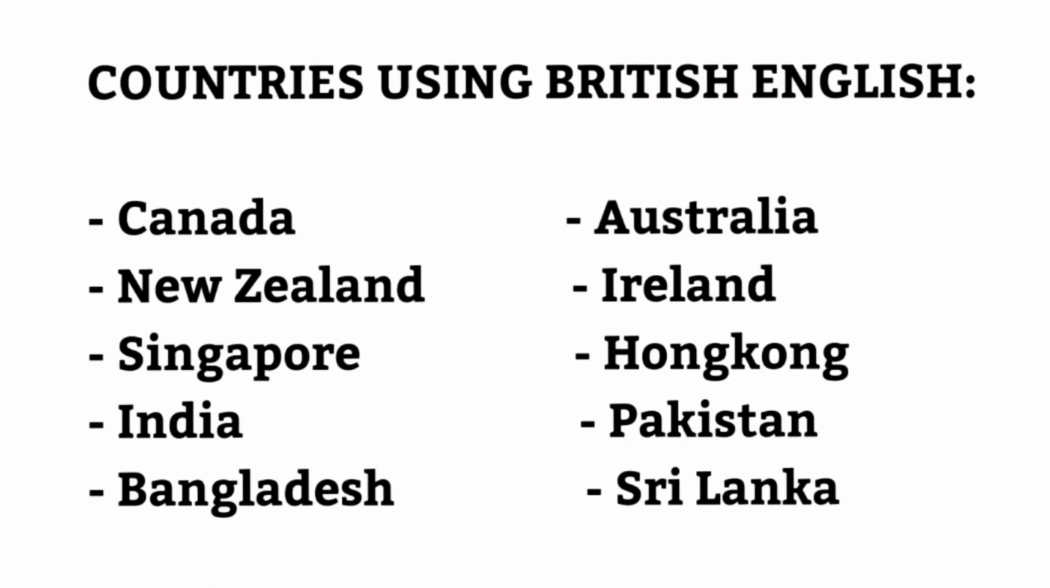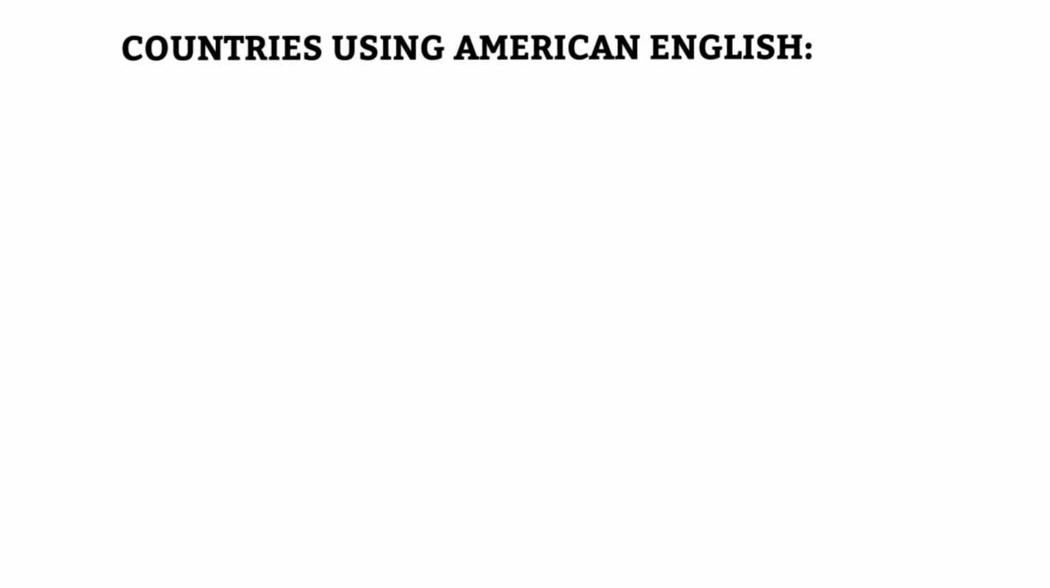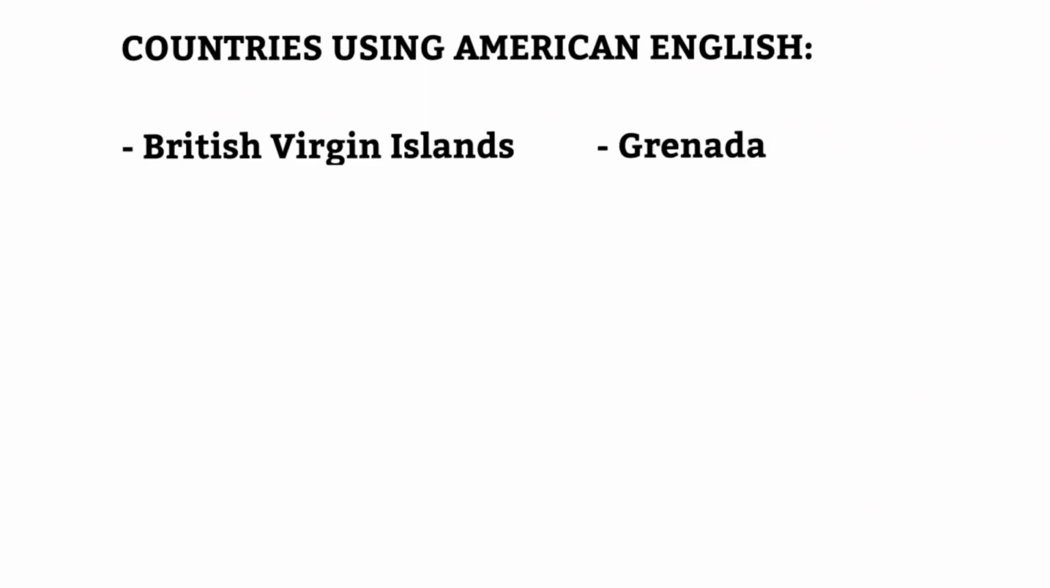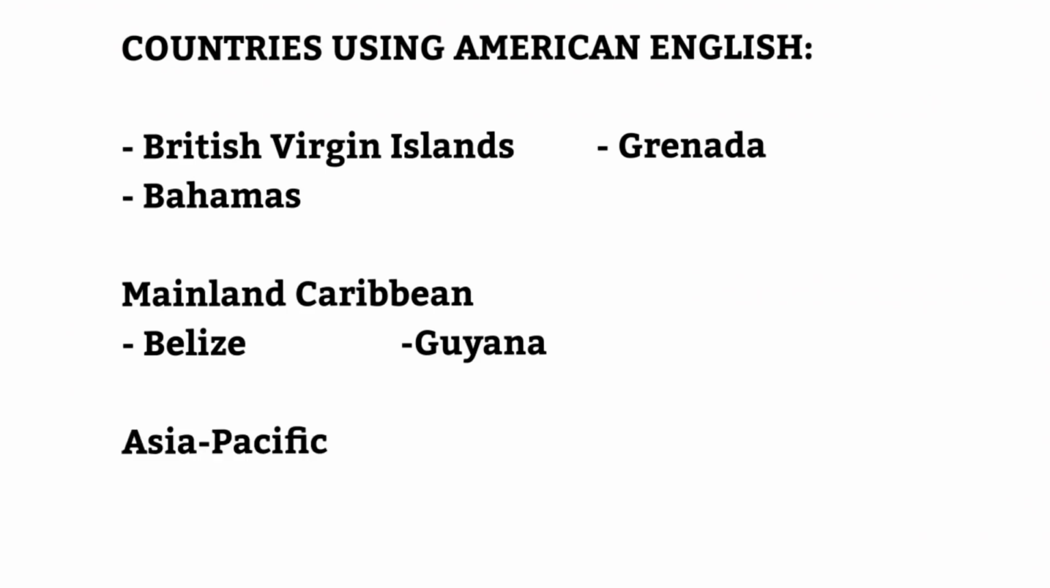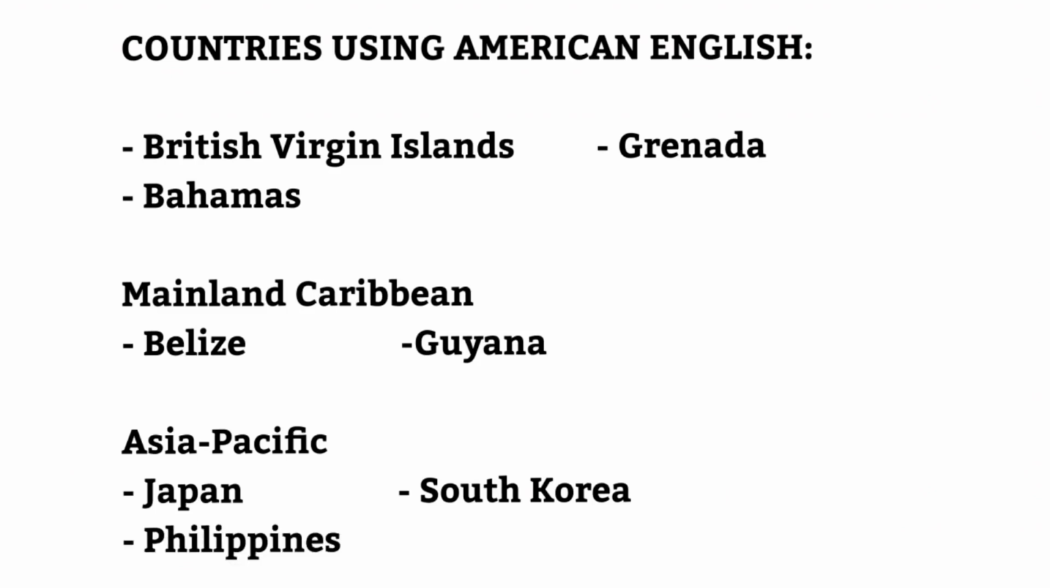Whilst, on the other hand, those countries that are using American English are the British Virgin Islands, Grenada, the Bahamas, etc., and the mainland Caribbean countries of Belize and Guyana. The second group includes the Asia-Pacific countries that the US has been involved with militarily. Those include Japan, South Korea, and the Philippines.